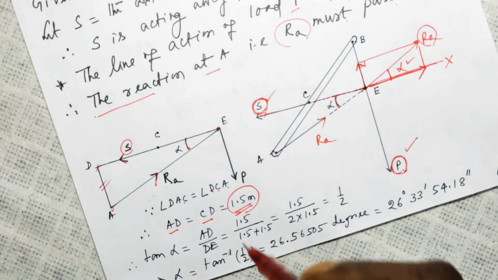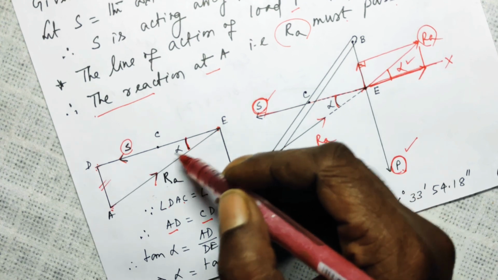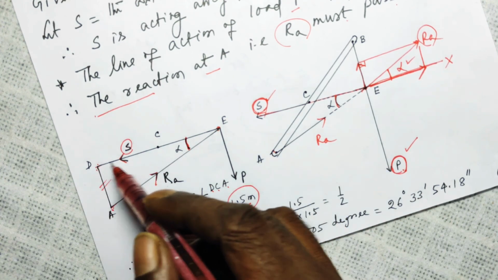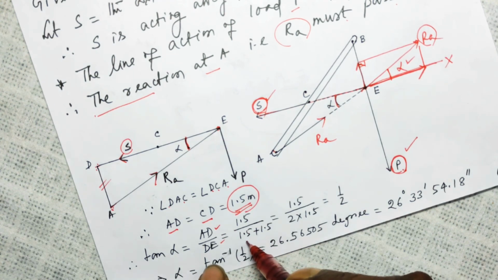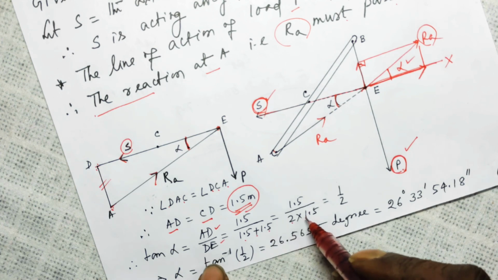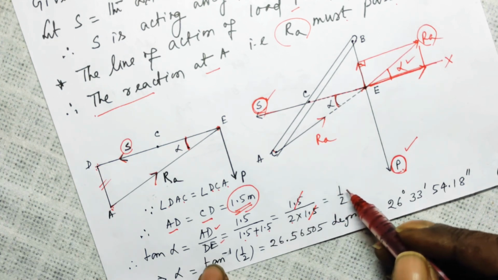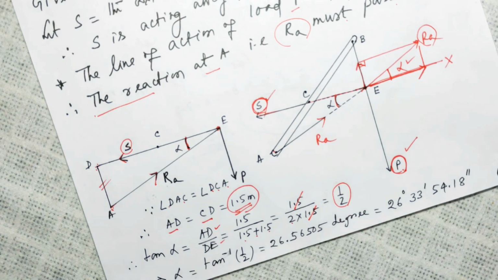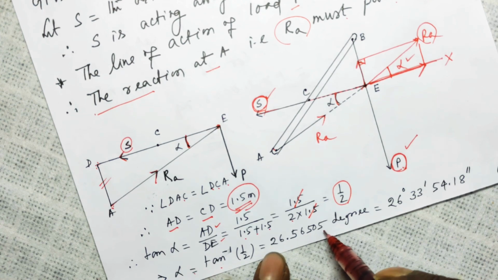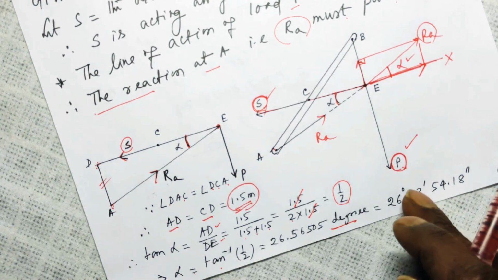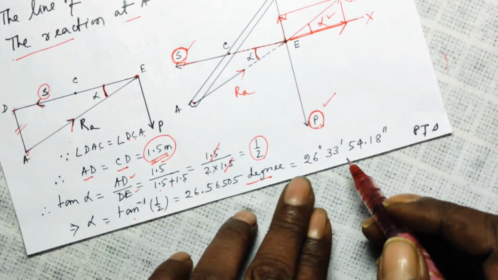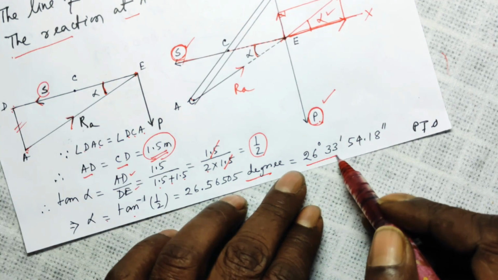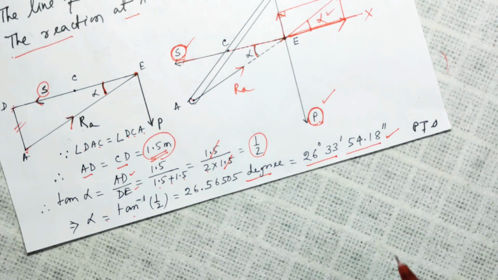Now let us take tan alpha of this angle, which will be perpendicular AD over base DE, that is equal to AD over DE. So 1.5 over 1.5 plus 1.5, that is 2 times 1.5, 1.5 cancels. So we are left with 1 by 2. So alpha is tan inverse 1 by 2, that is 26.56505 degree. Using a scientific calculator, if you convert it to minutes and seconds of arc, this exactly comes out to be 26 degree 33 minute 54.1 seconds of arc.